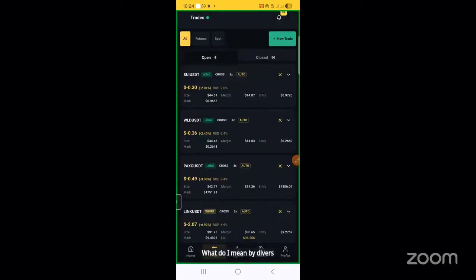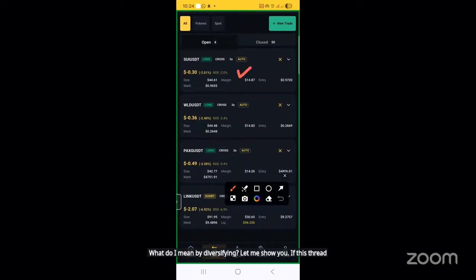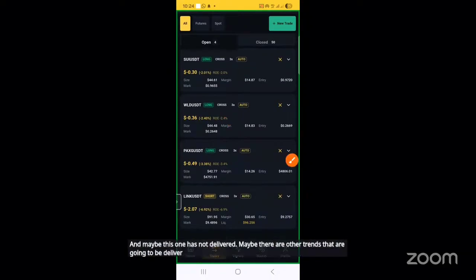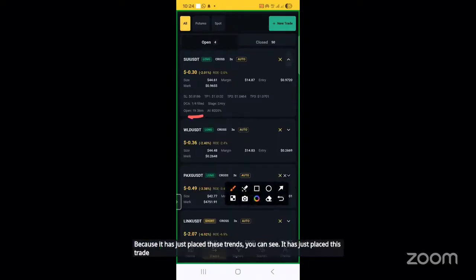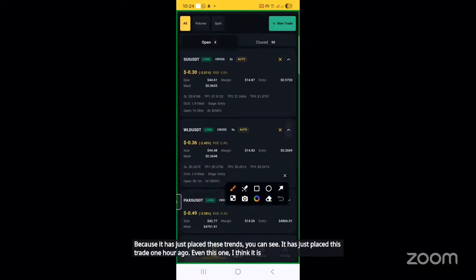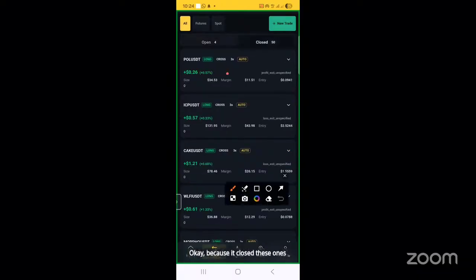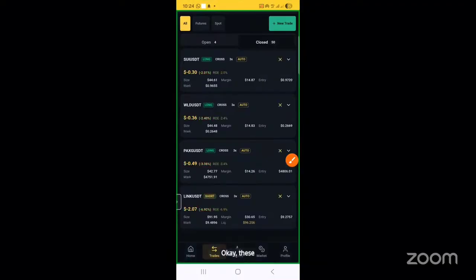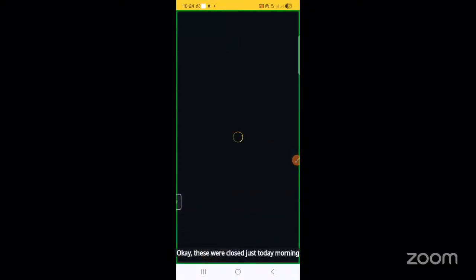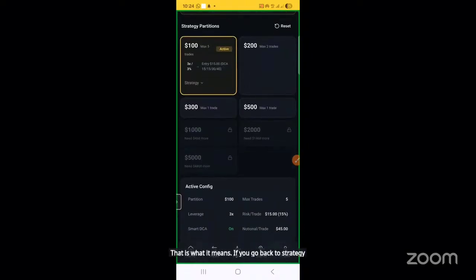Let me show you. If this trade has not yet delivered, and maybe this one has not yet delivered, there are other trades that are going to be delivering. Because it has just placed this trade 1 hour ago. Even this one, I think it was placed 2 hours ago. Because it closed these ones, it closed this, and this, and had to look for other coins to add. These were closed just this morning. So that is what it means. If you go back to strategy, that is what it's going to do.